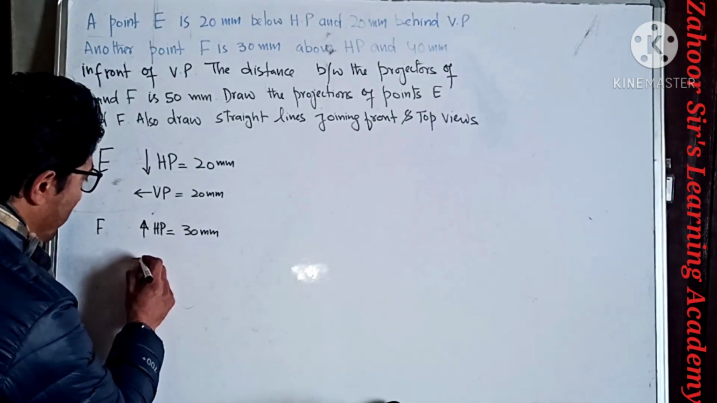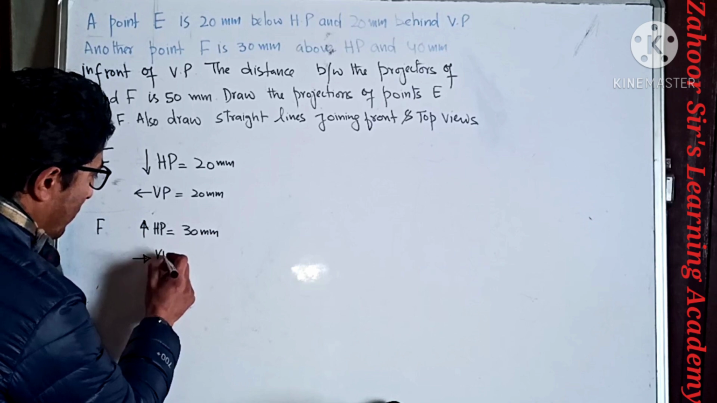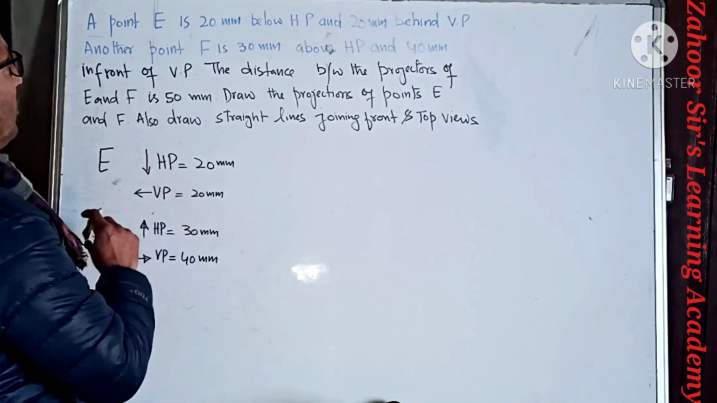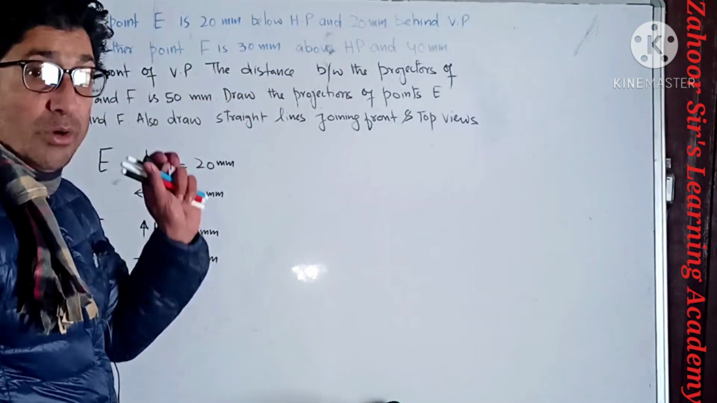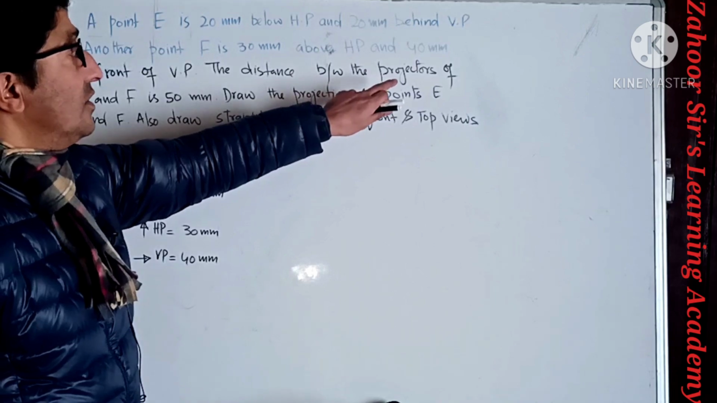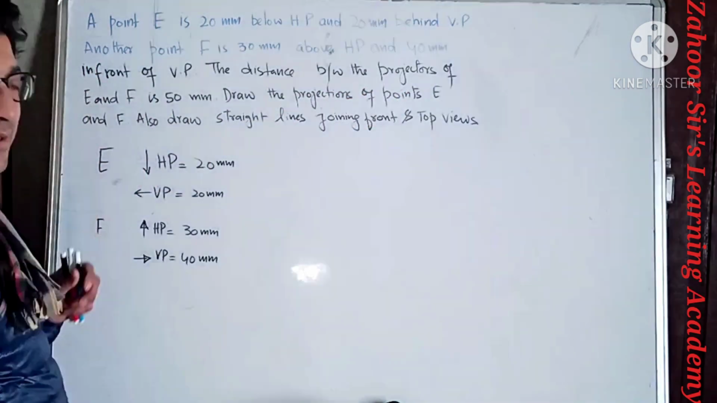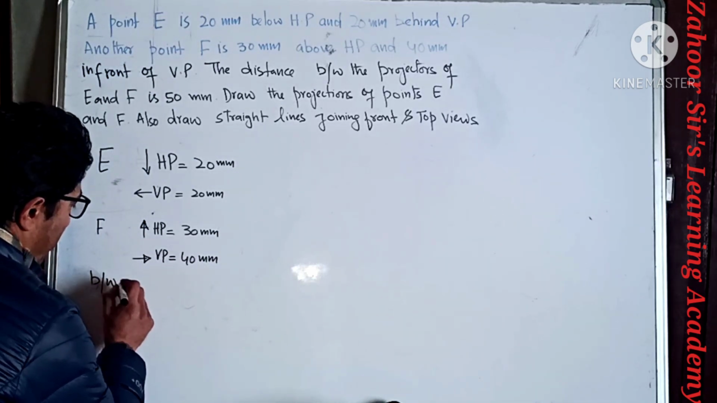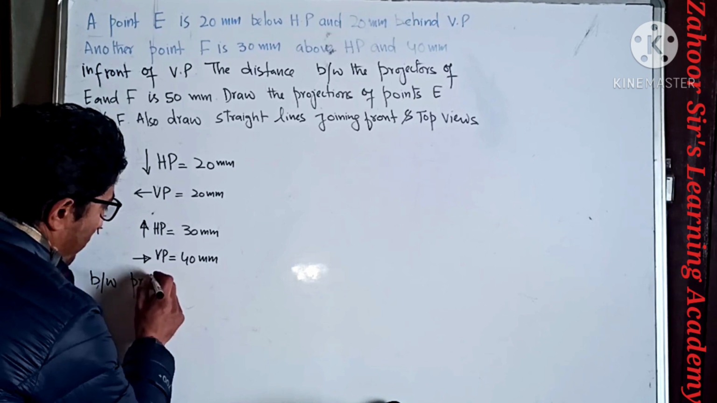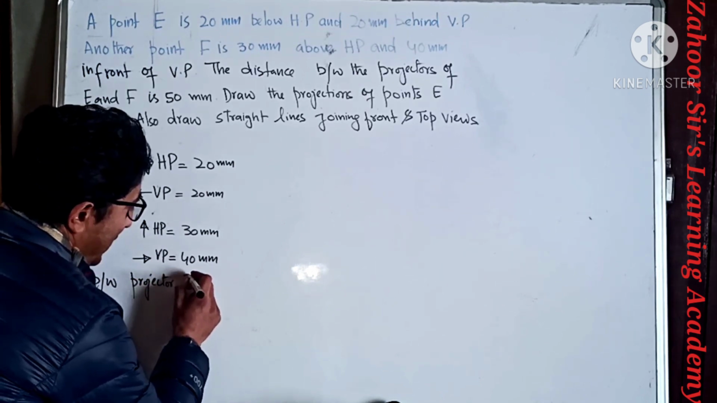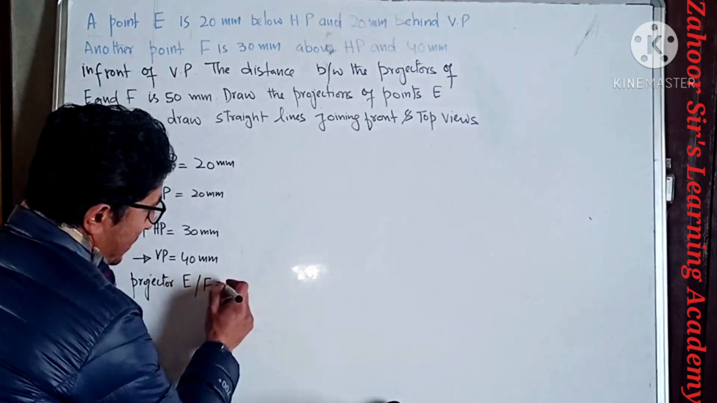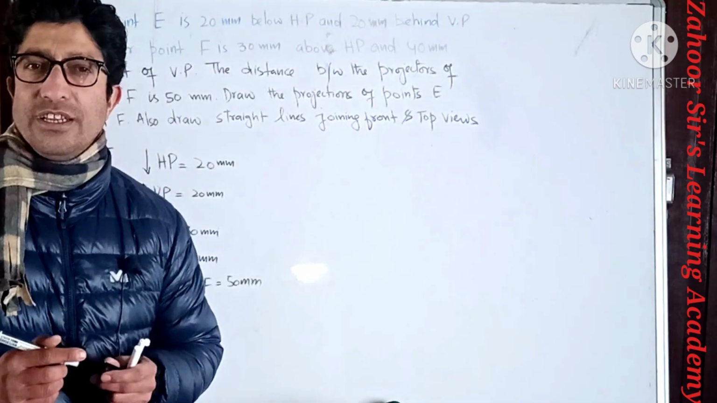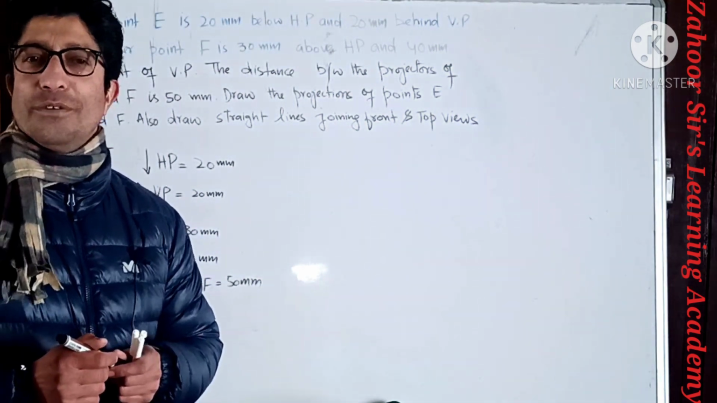So it is in front of VP, 40 mm in front of VP. And there is one more parameter given: the distance between the projectors of E and F is 50 mm. So these are the 5 parameters given in the question, and we have to draw the projections.